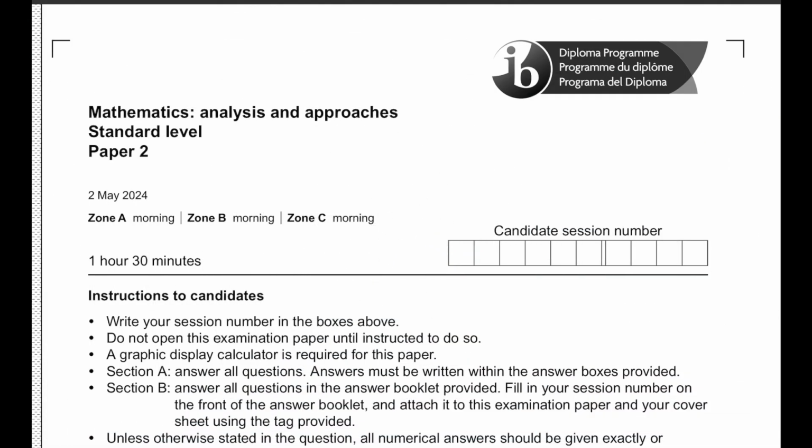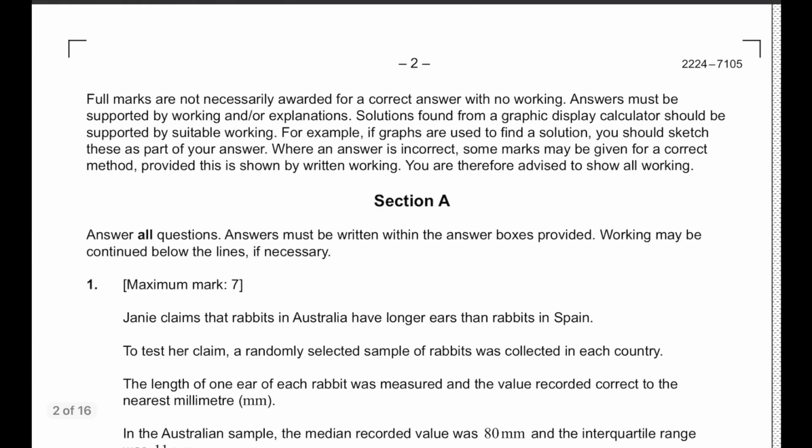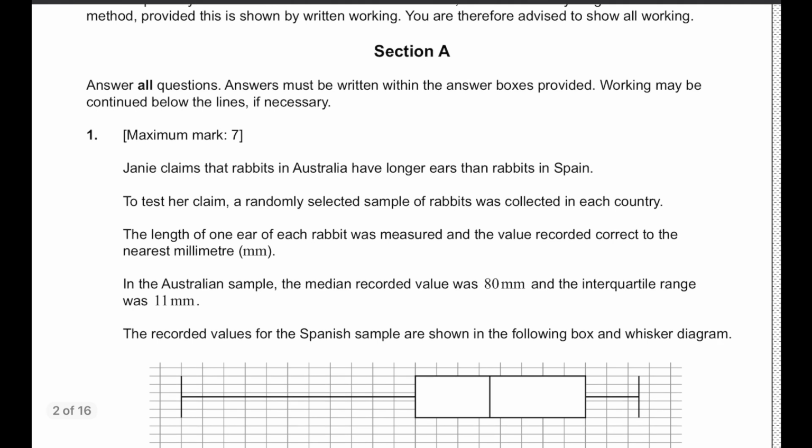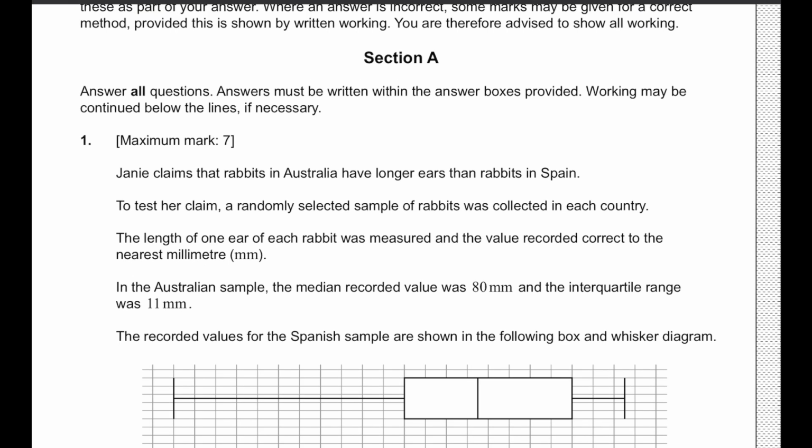Okay guys, with this video, we are going to start discussing questions from IB Math AASL Paper 2 of May 2024. So section A. With this section of Paper 2, we have to answer all questions, and answers must be written within the answer box provided, and the working may be continued below the lines if necessary. And also don't forget you have to answer your questions in 3 steps.